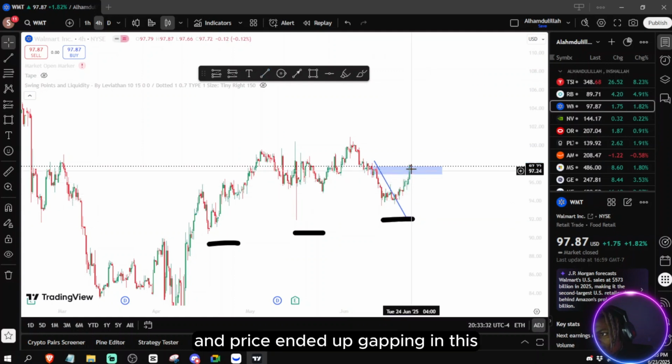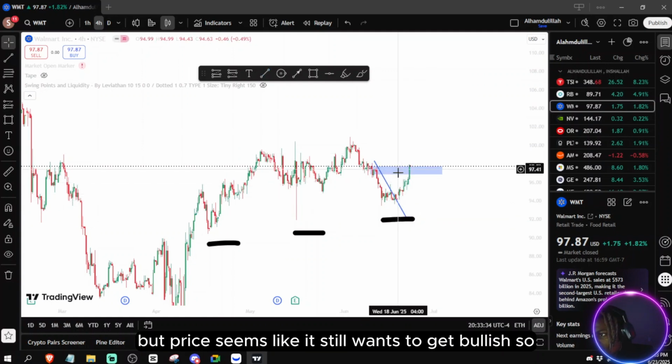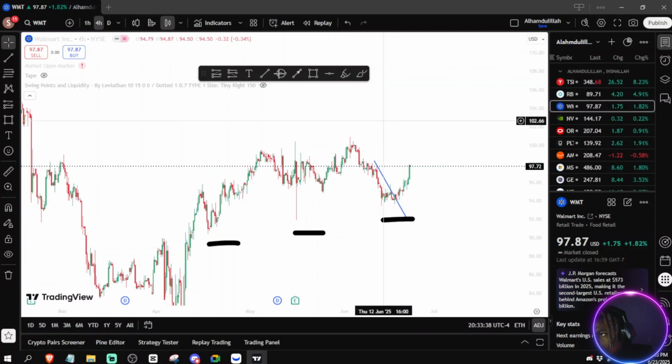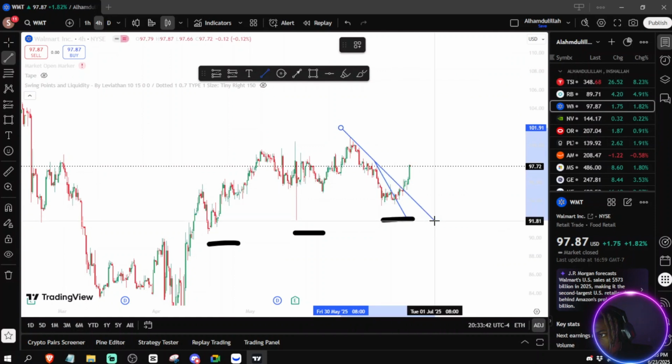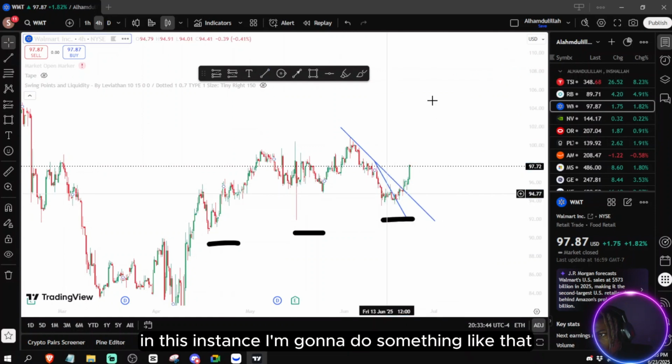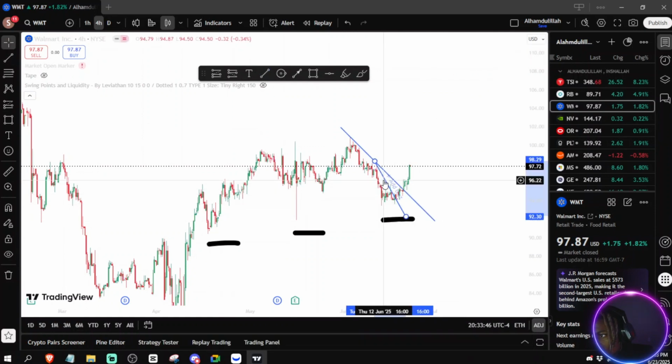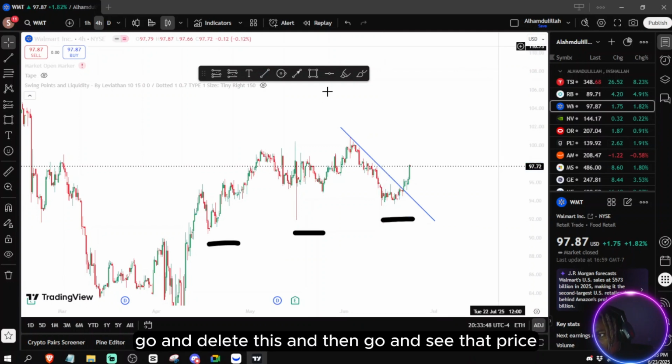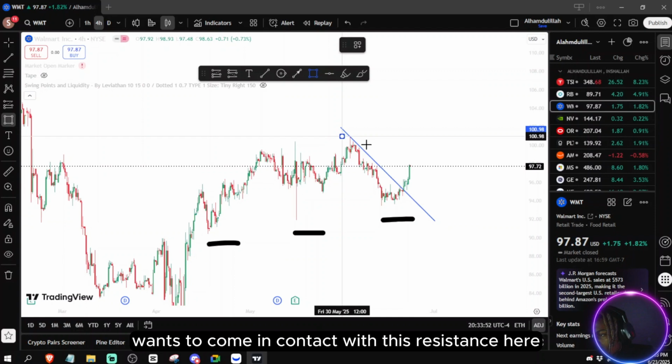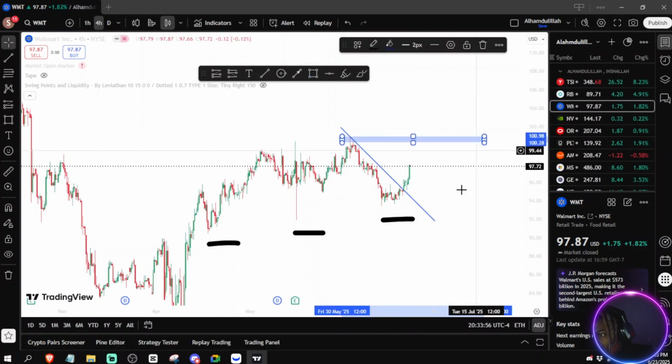And price ended up gapping in this, but price seems like it still wants to get bullish. So in this instance, I'm gonna do something like that. Go ahead and delete this, and I can go ahead and see that price, inshallah, wants to come in contact with this resistance here still. Okay.